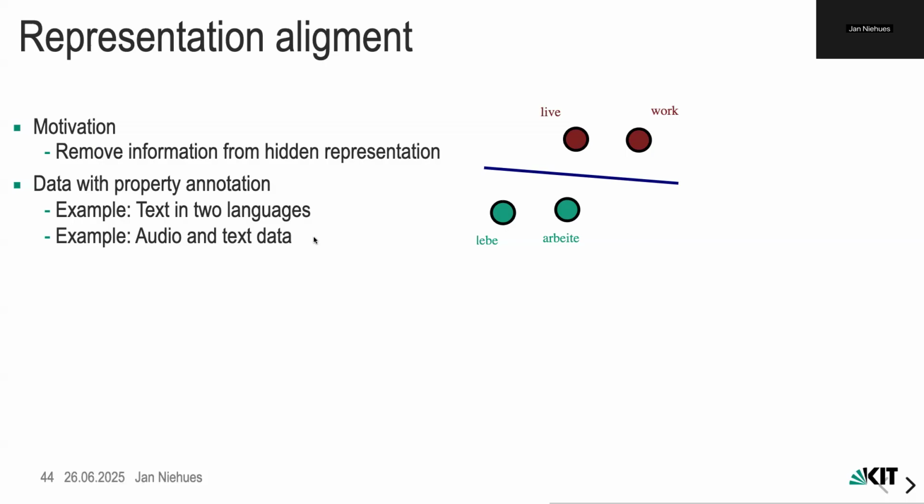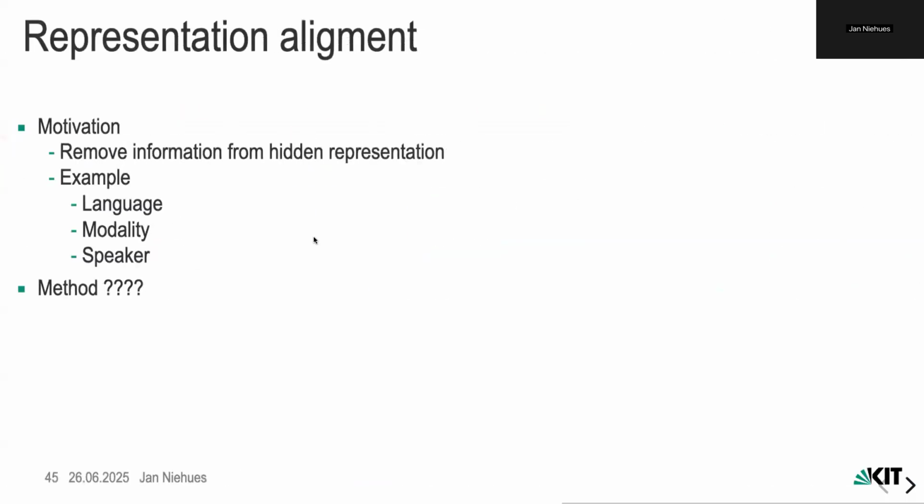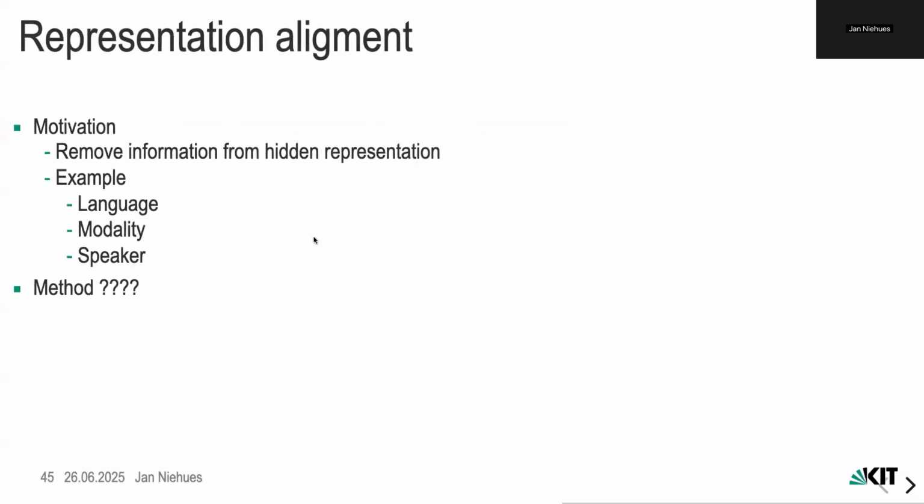So the idea is now we have our hidden representation, and then we want to remove information from there. So we want to remove the language information, or the speaker information, or the modality, or anything. Again, this might be counterintuitive and you might make the model worse because this information might be helpful, but for specific scenarios, as we have talked about with transfer, this might be very helpful.